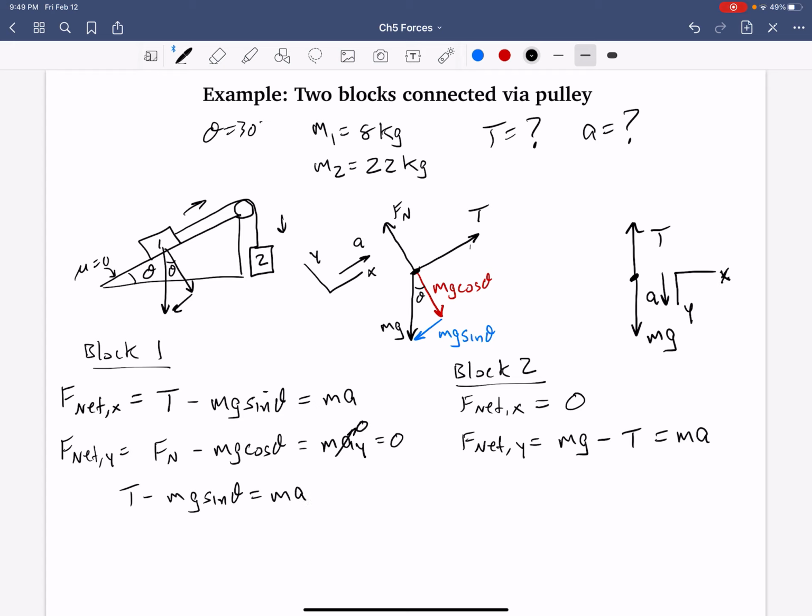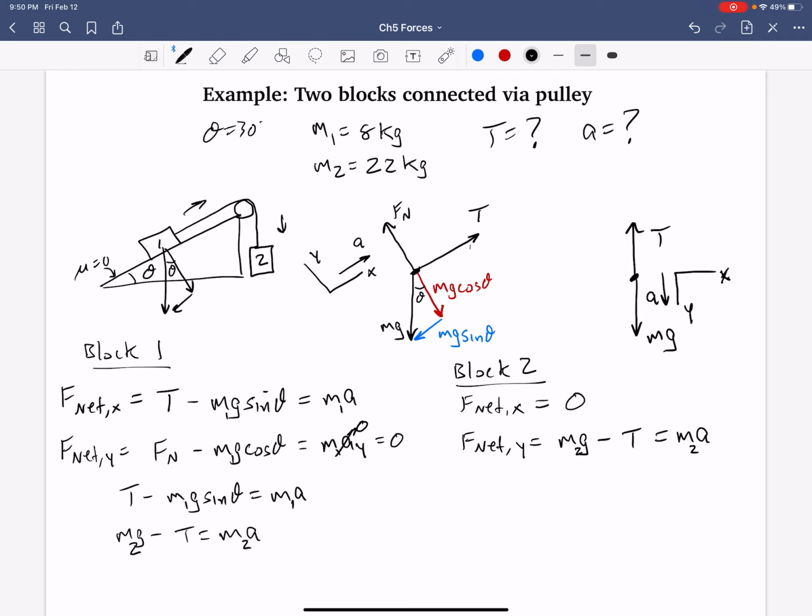That means we have this. m2g minus tension equals m2a. Uh-oh, I haven't been writing the subscripts. So this is m1, m1, m1, 1, and this is 2. All right, that's another thing. Don't forget subscripts, they're not the same mass. That's 1, 1, 2, 2.